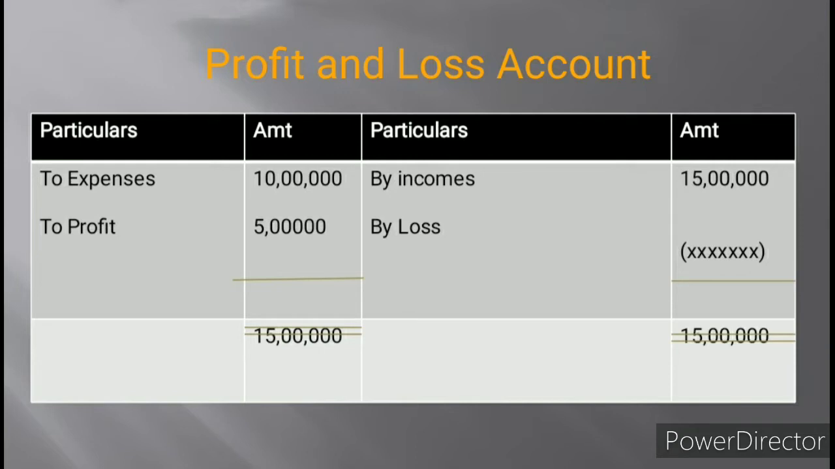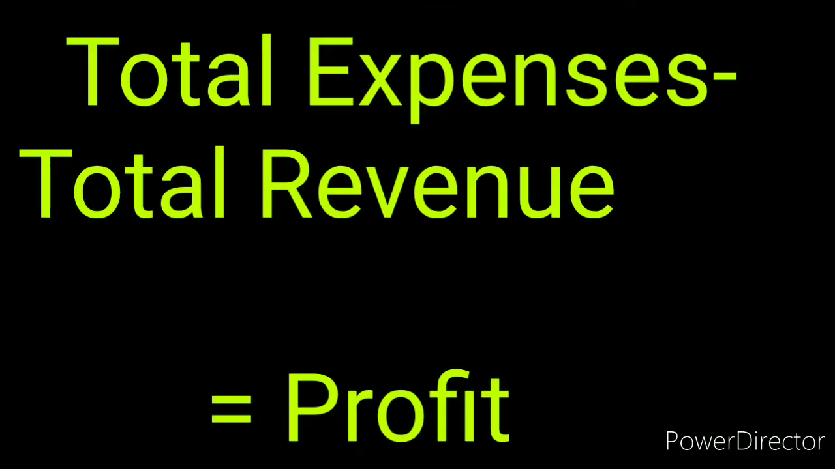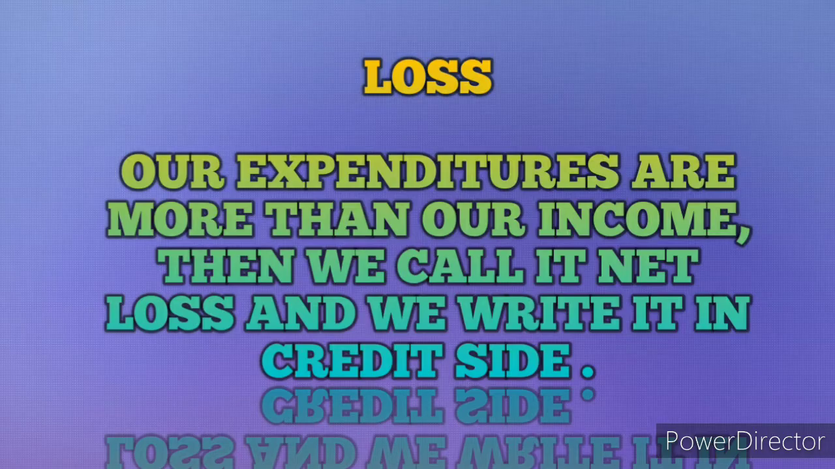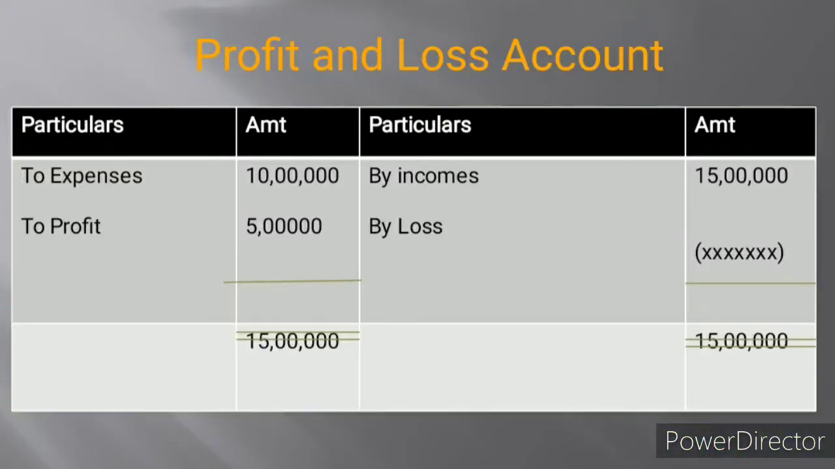We get a profit of rupees 5 lakh. How do we calculate profits? When we subtract total expenses from total revenue and incomes, we find a difference. That difference is called profits. If our income is more than our expenses, then we call it profit and we write it on the debit side. Or if our expenditures are more than our incomes, then we call it net loss and we write it on the credit side. So now we have to see what we should do with the profit and loss that we are making. So this was about class 11th.